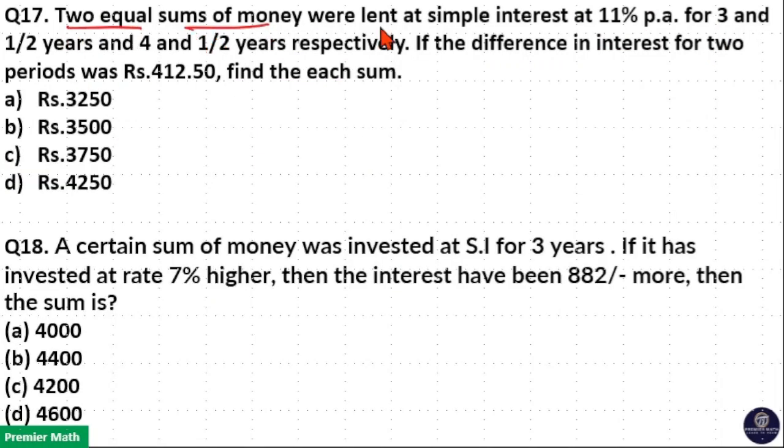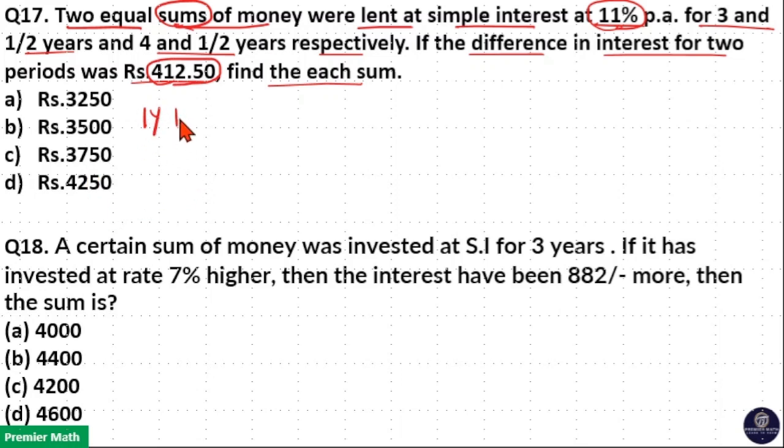Two equal sums of money were lent at simple interest at 11% per annum for 3.5 years and 4.5 years respectively. If the difference in interest for the 2 periods was rupees 412.5, find each sum. Here sum is equal and rate is equal. Only the time period is varying, that is 3.5 years and 4.5 years. So the difference between the number of years is 4.5 minus 3.5, that is 1 year. And the difference in interest is 412.5.